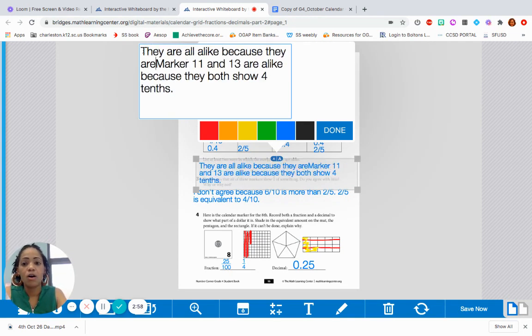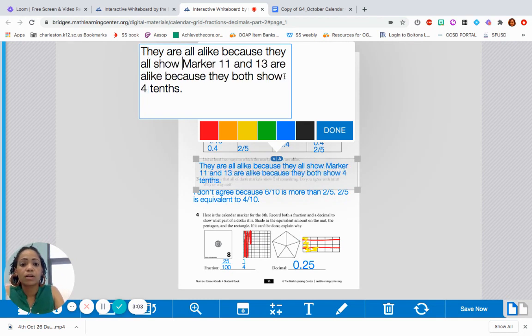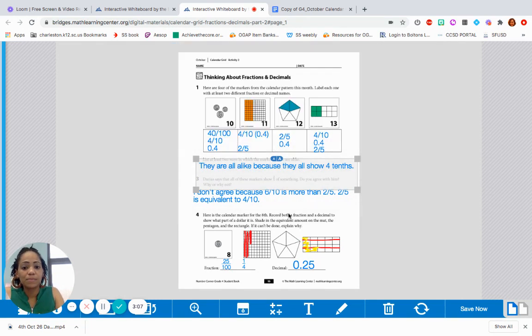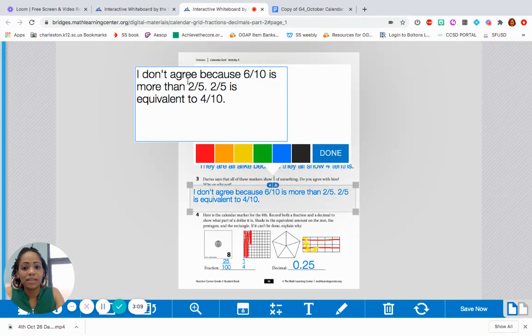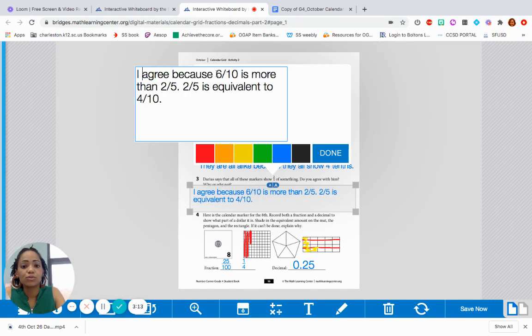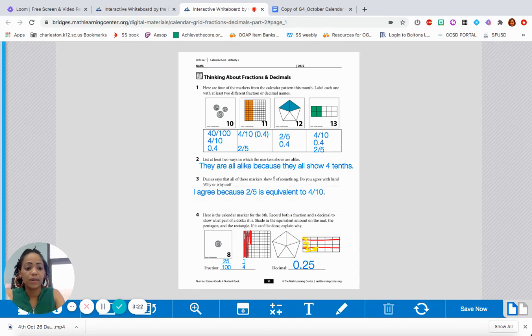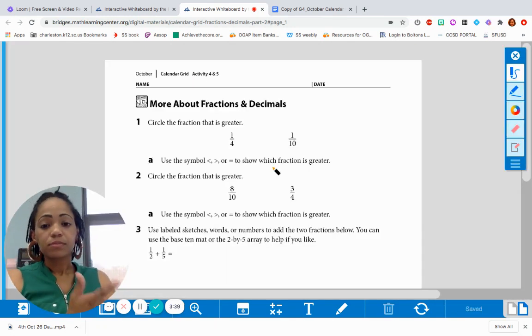So they are all alike because they all show 4 tenths. Okay, which then means we have to agree because 4 tenths is equivalent to 2 fifths. Okay, so I just wanted to correct that real quick. Okay, so let's talk about the worksheet.